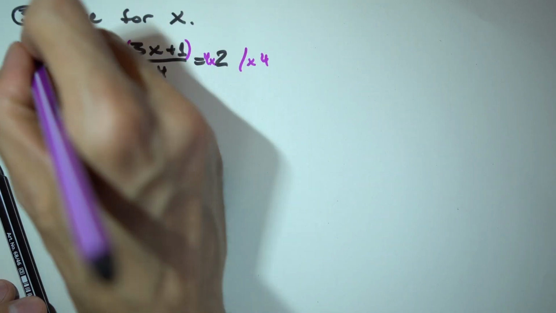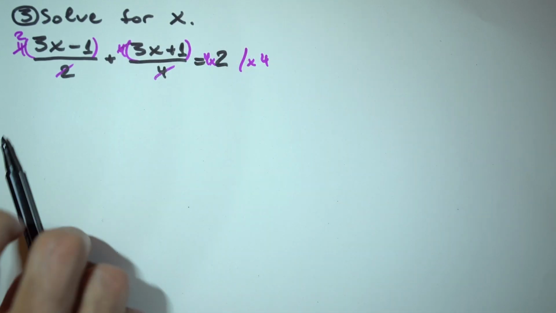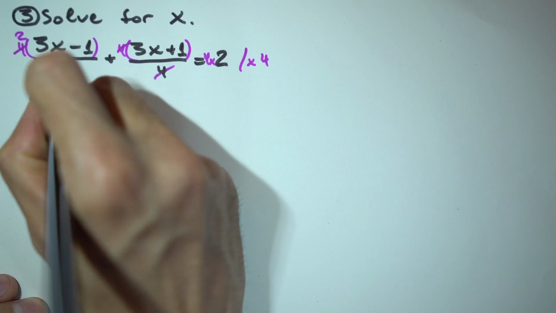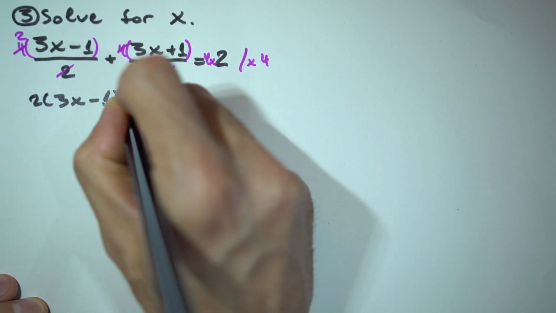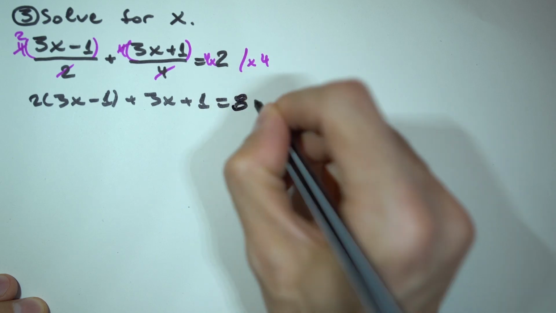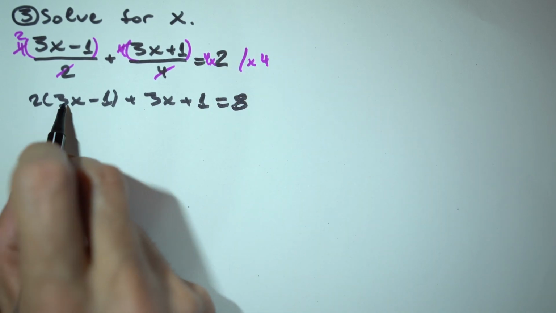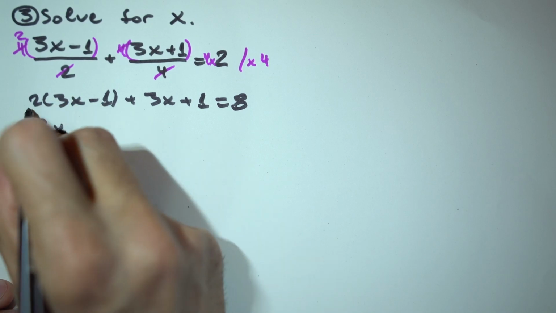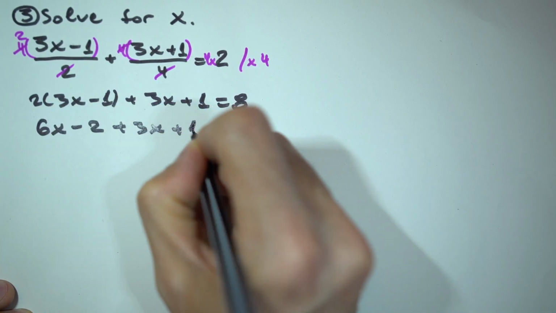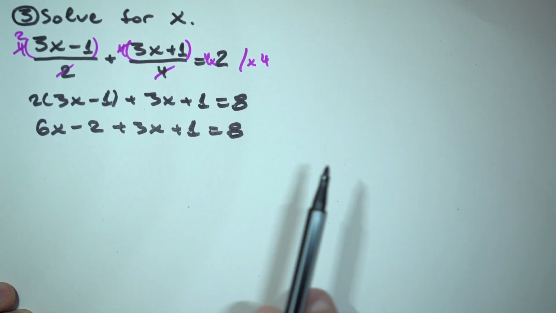4 over 2 is 2. 4 over 4 is 1. And now we can rewrite the original equation as follows. We have 2 times 3x minus 1 plus 3x plus 1 equals 4 times 2 is 8. Now we have brackets and we have to remove them. 2 times 3x is 6x, 2 times minus 1 is minus 2, plus 3x plus 1 remain, and the 8 on the right hand side of the equation also remains.